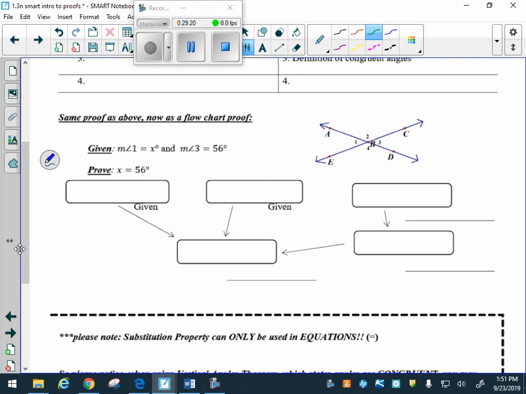Okay, so let's do this one together. The measure of angle 1 equals x, and measure of angle 3 equals 56. These are our two given statements. In a flowchart proof, you are going to put each given in its own separate box. Now, in a two-column proof, you write it all in the first statement, usually. But here we're going to make sure each given gets its own special box. Underneath every box is where you put the reason. You don't have a second column where you're writing the reasons. You're putting the reasons right underneath the box.